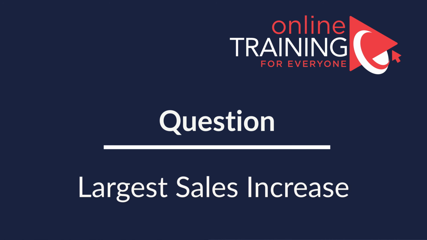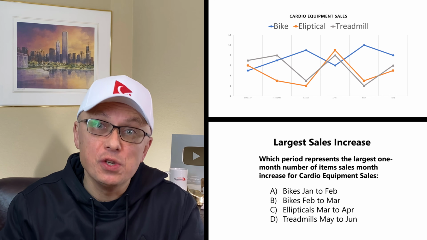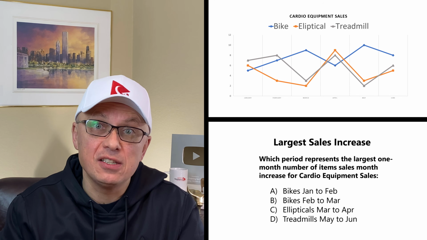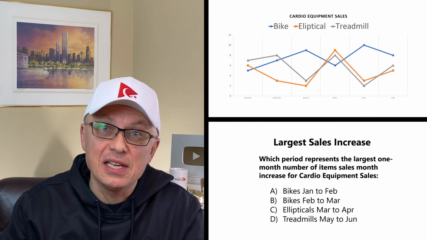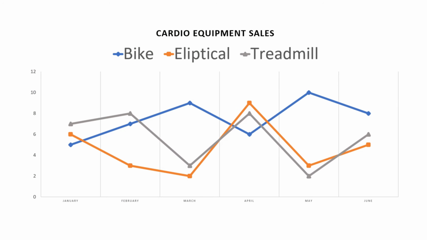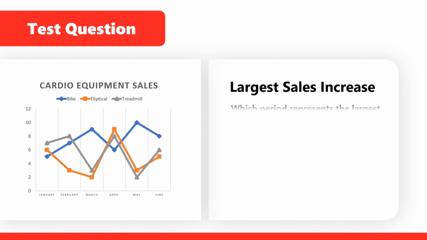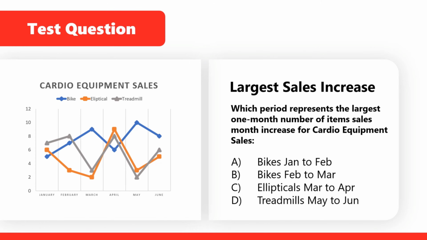A lot of times you might get a question which asks you to determine the sales increase. You're typically presented with a graph, which shows lines that represent different sales. In our case, we are presented with a chart that shows sales of cardio equipment from January to June, sales of bikes represented by the blue line, sales of ellipticals represented by the orange line, and sales of treadmills represented by the gray line. The question asks you to determine the largest sales increase. Specifically, you need to determine which period represents the largest one month's number of item sales increase for cardio equipment sales. You have 4 different choices.